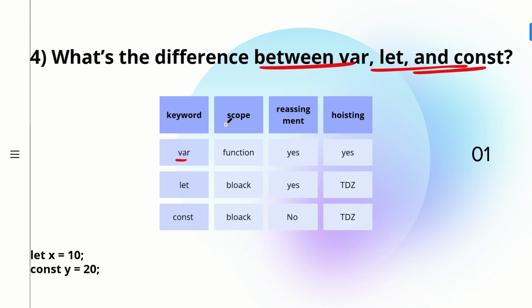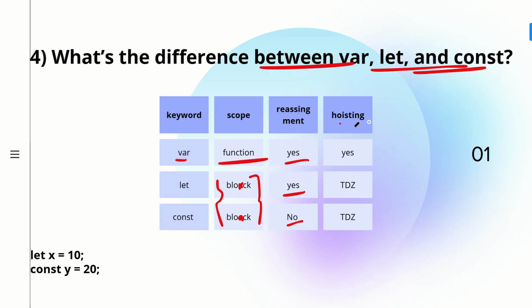First we will see scope wise. So scope wise, var has function scope, and let and const have block scope. Okay, so var is having functional scope, whereas let and const have block scope. Then coming to reassignment, in var you can reassign the value, with let you can reassign the value, but with const you cannot reassign any value. So once you have initialized your variable with some value, const is going to have that value all the time, it cannot be changed.